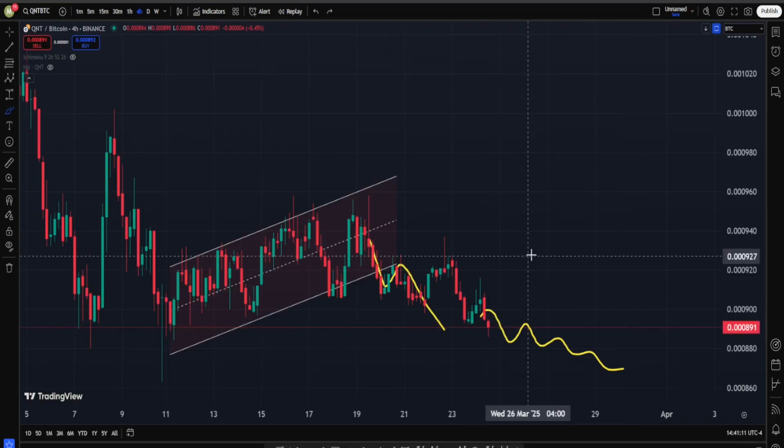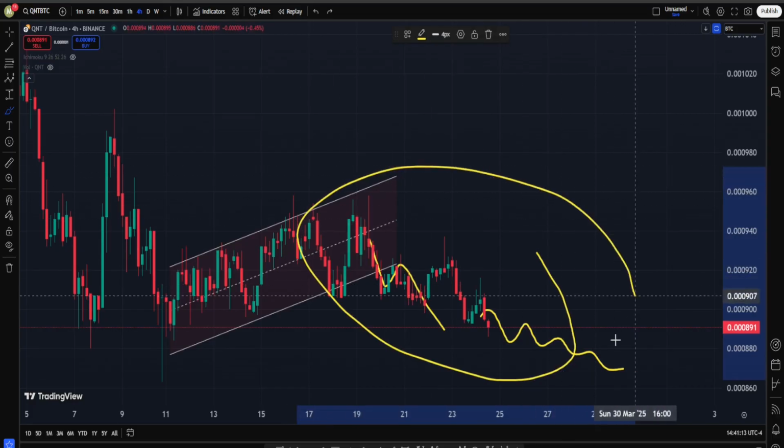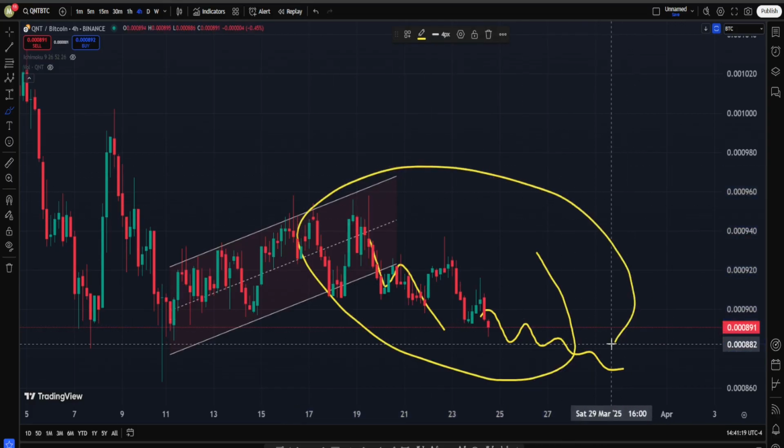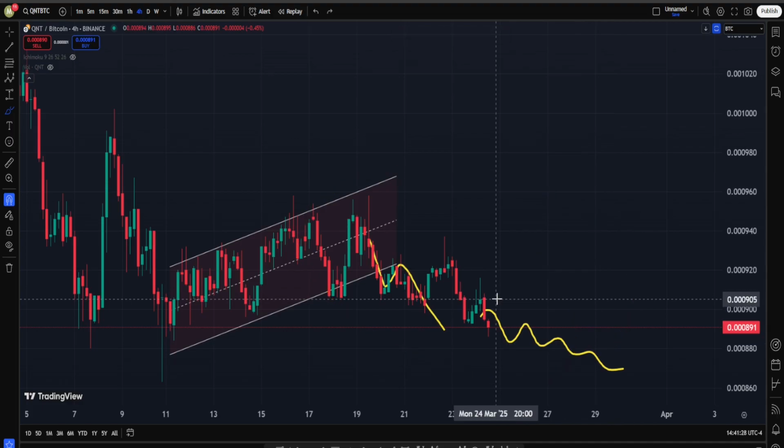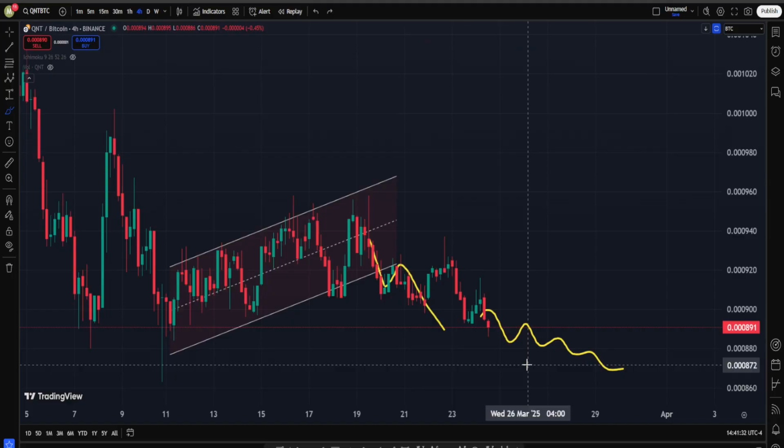So for now, I think we might be in a period of time in which Quant is going to kind of underperform Bitcoin, but this doesn't mean that we can't go up. And in fact, the recent price action is a very clear example. This chart is going down, but in Quant and Bitcoin, we are seeing some moves on the upside.